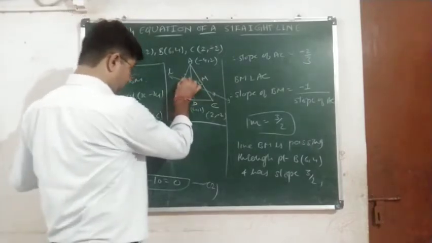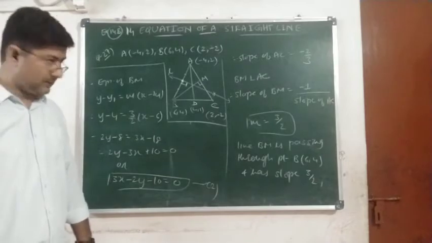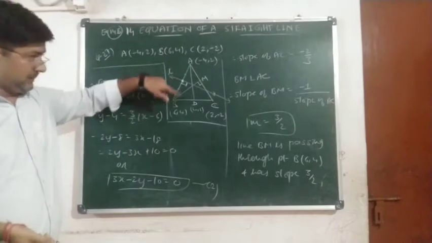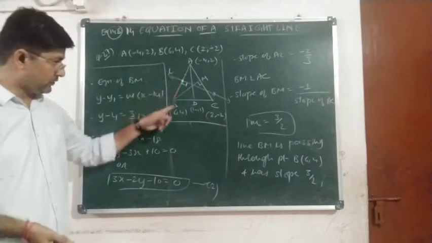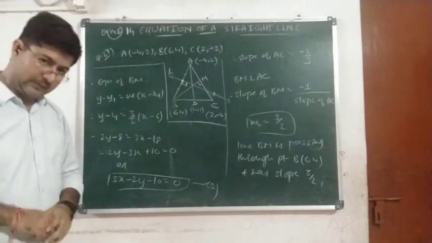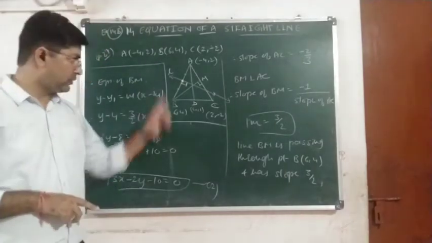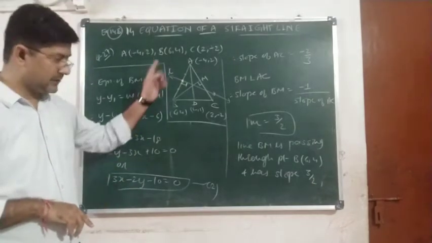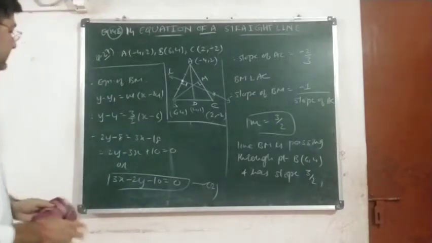Clear? So what is our task? First we will find out the midpoint of AB and then the slope of AB. Why? Because line L is perpendicular to AB and therefore the slope of L will be the negative reciprocal of the slope of AB. So we will find two things. First the midpoint of AB, because L is passing through the midpoint of AB, and the slope of AB, since L is perpendicular to AB. So let us one by one find the two things. Clear?